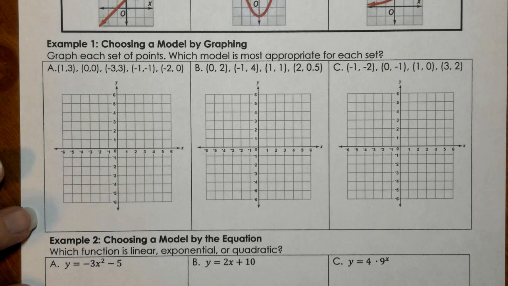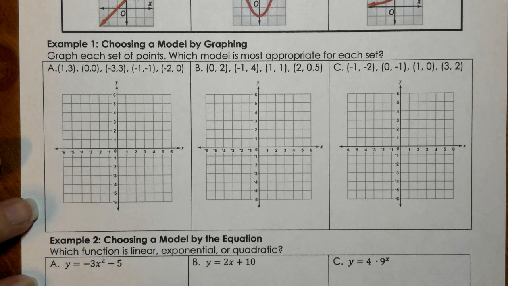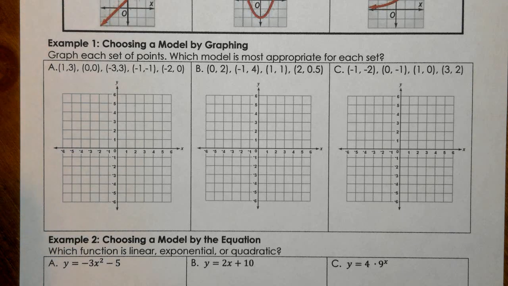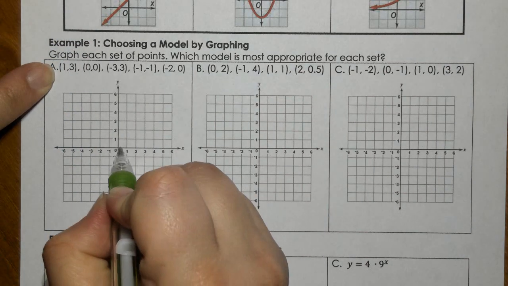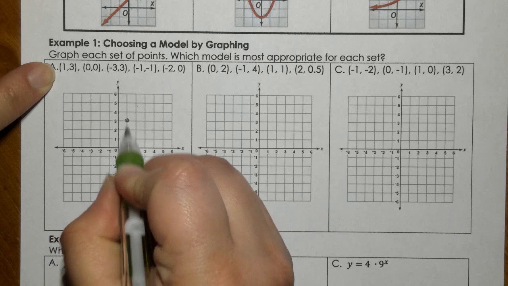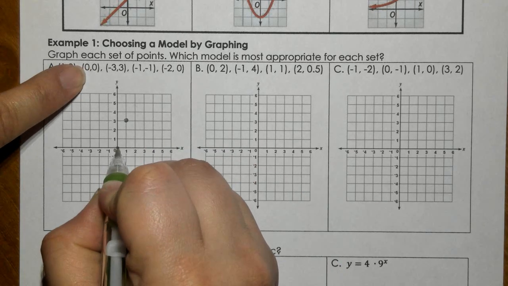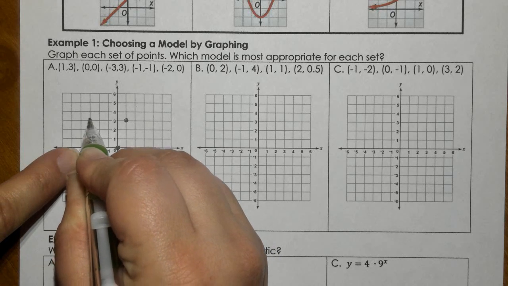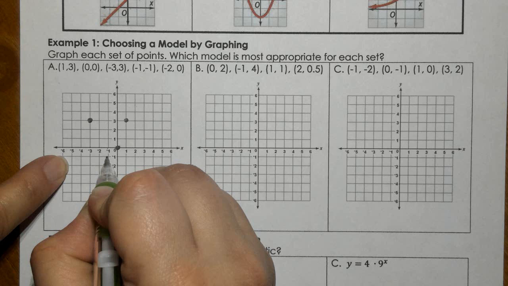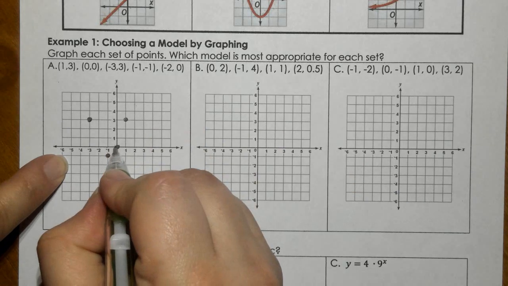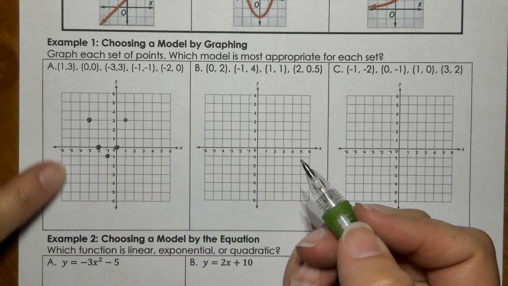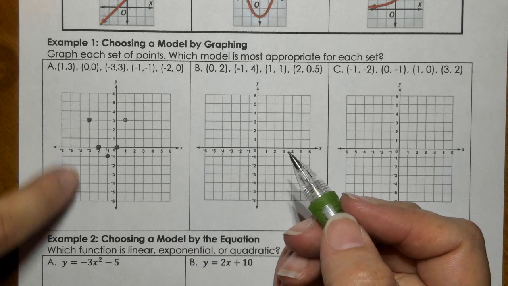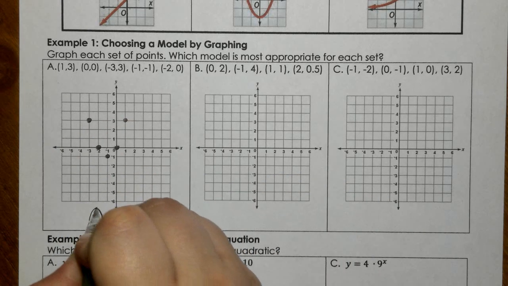And for the first set of the notes here, for example 1, you're just plotting these points and you're looking to see, is it quadratic, is it linear, is it exponential? Okay, so I'm going to go ahead and graph the points. So we have 1, 3, so over 1 up 3, 0, 0, negative 3 up 3, over to the left negative 1 and down 1, and then over negative 2, 0, so you stay. So that definitely creates a U shape, which then is a quadratic.